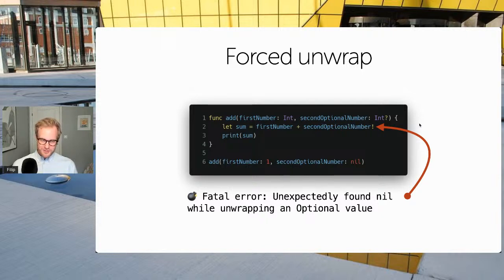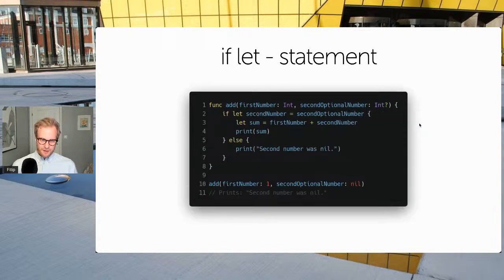So forced unwraps, which is that exclamation mark, is in most cases a sign of code smell or a lazy developer that didn't really care enough about error handling. So let's look at a way to handle this better. One way to do that is to use this if let statement.